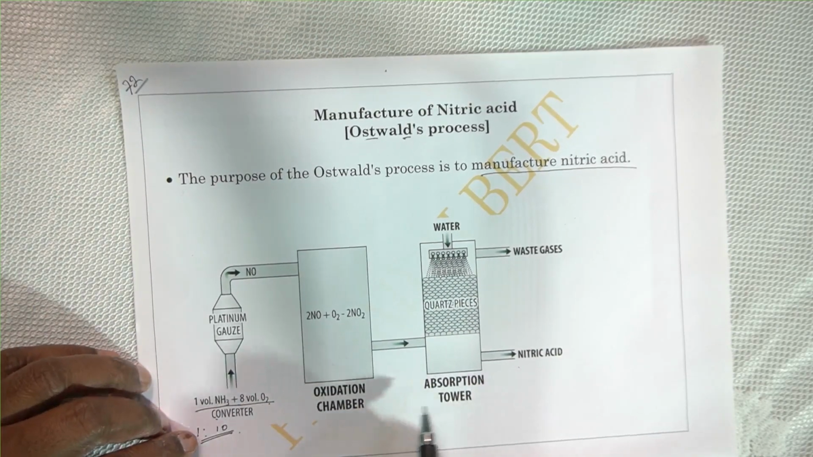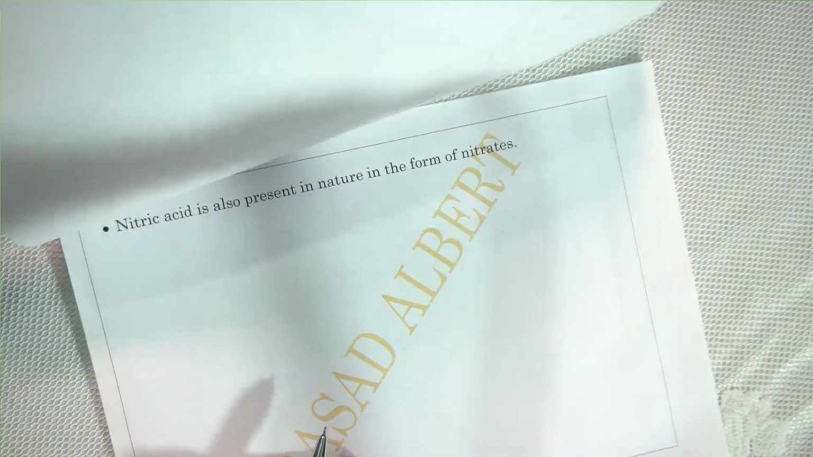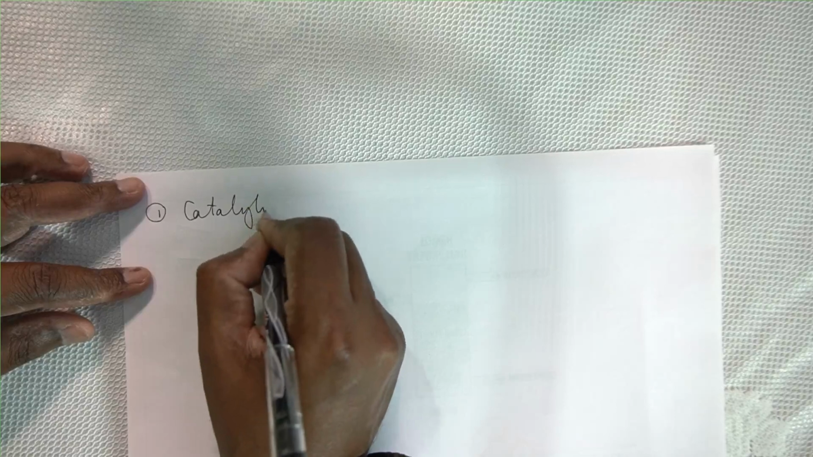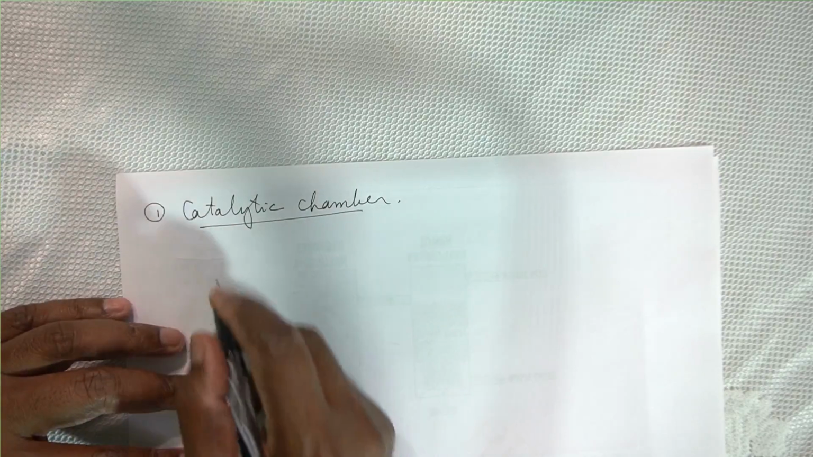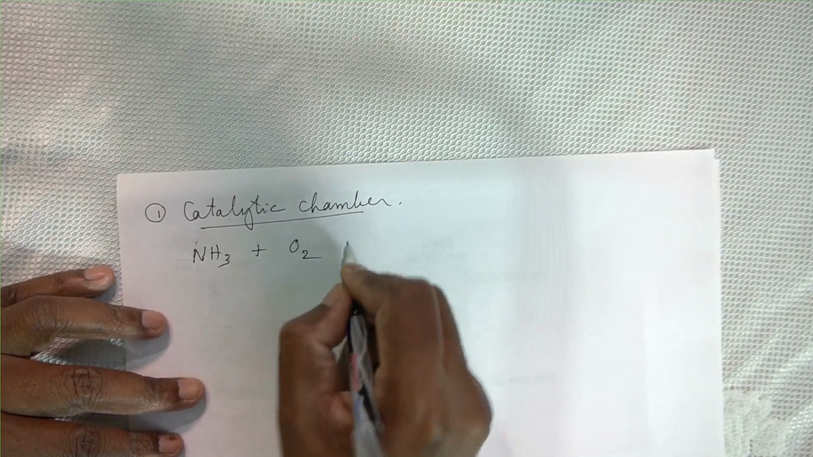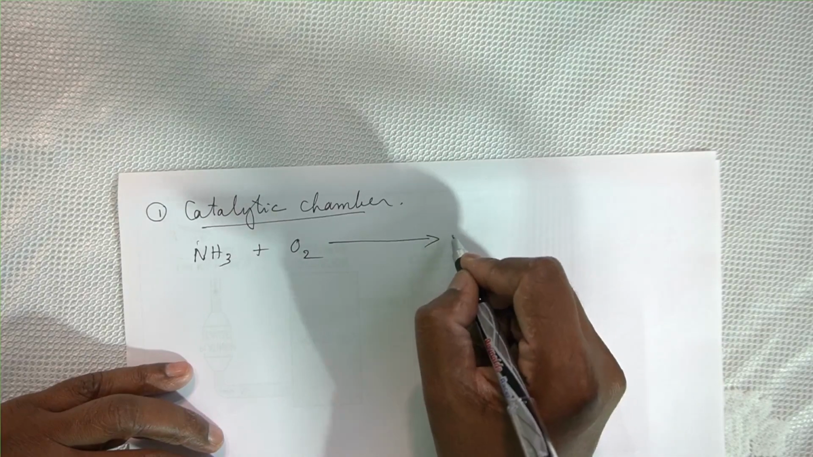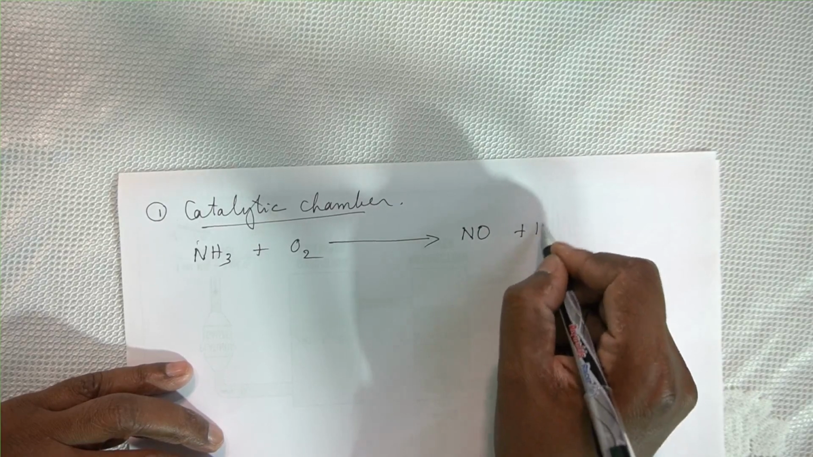Let us see the reactions. You don't need a detailed description of this process at class 10, but we'll see the reactions happening here. The first reaction happens in the catalytic chamber. What happens in the catalytic chamber? Ammonia reacts with oxygen, NH3 plus O2, at a high temperature. The products are nitric oxide and water.